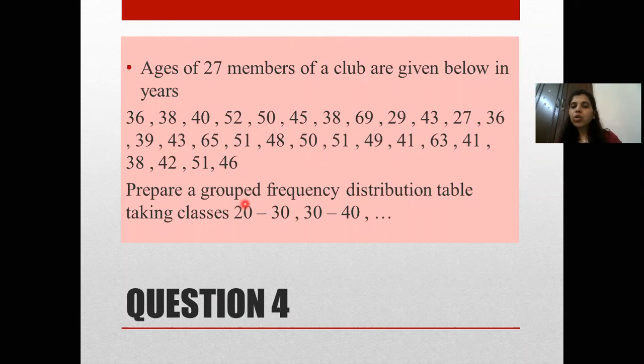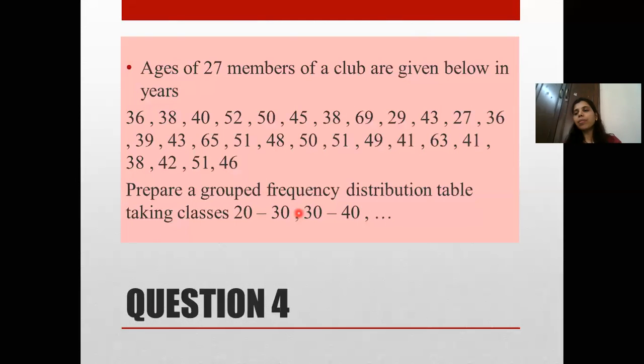You have to prepare a grouped frequency distribution table taking classes 20 to 30, 30 to 40. Here you can see it is in continuous form, because the upper limit of the first class interval and the lower limit of the second class interval are the same. So it is in a continuous form.